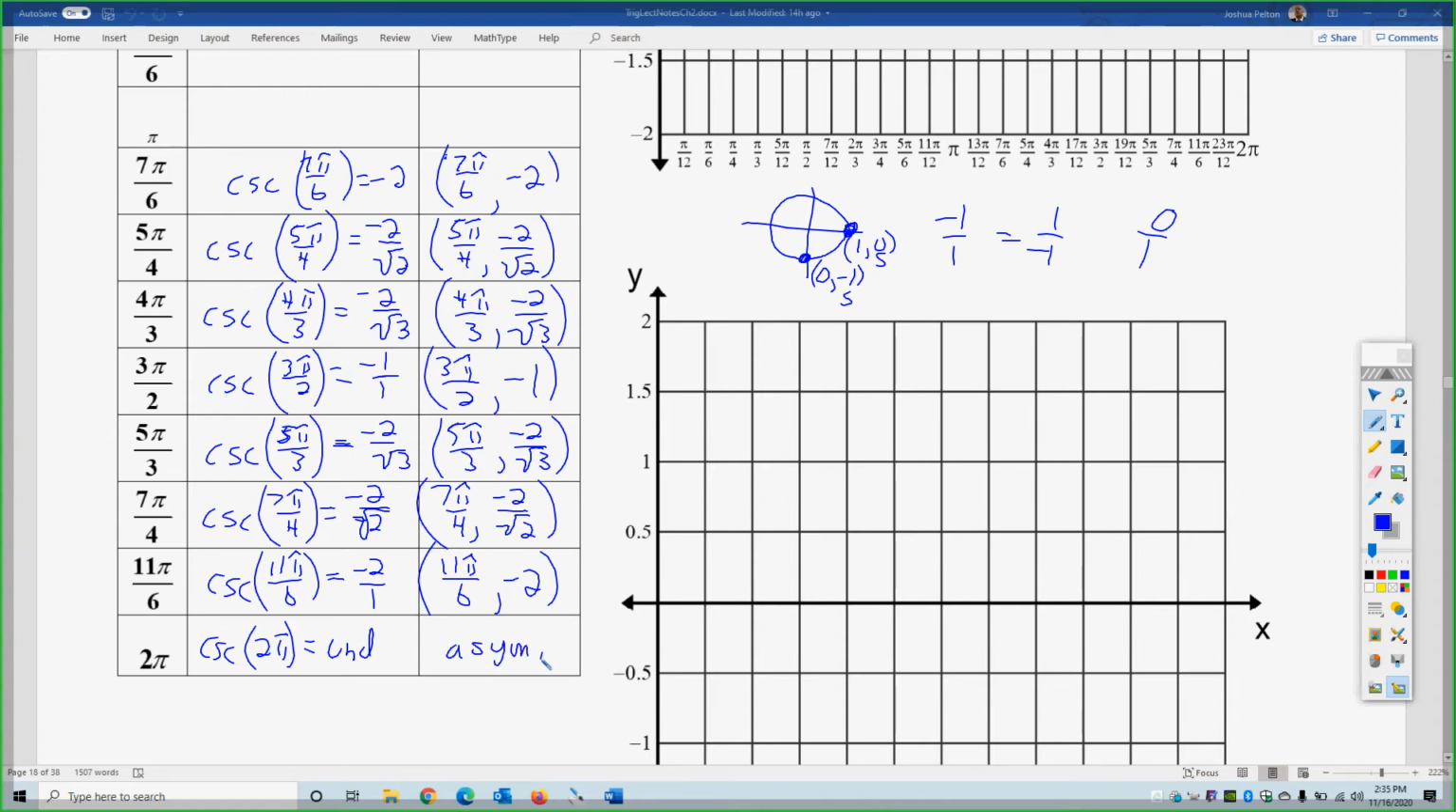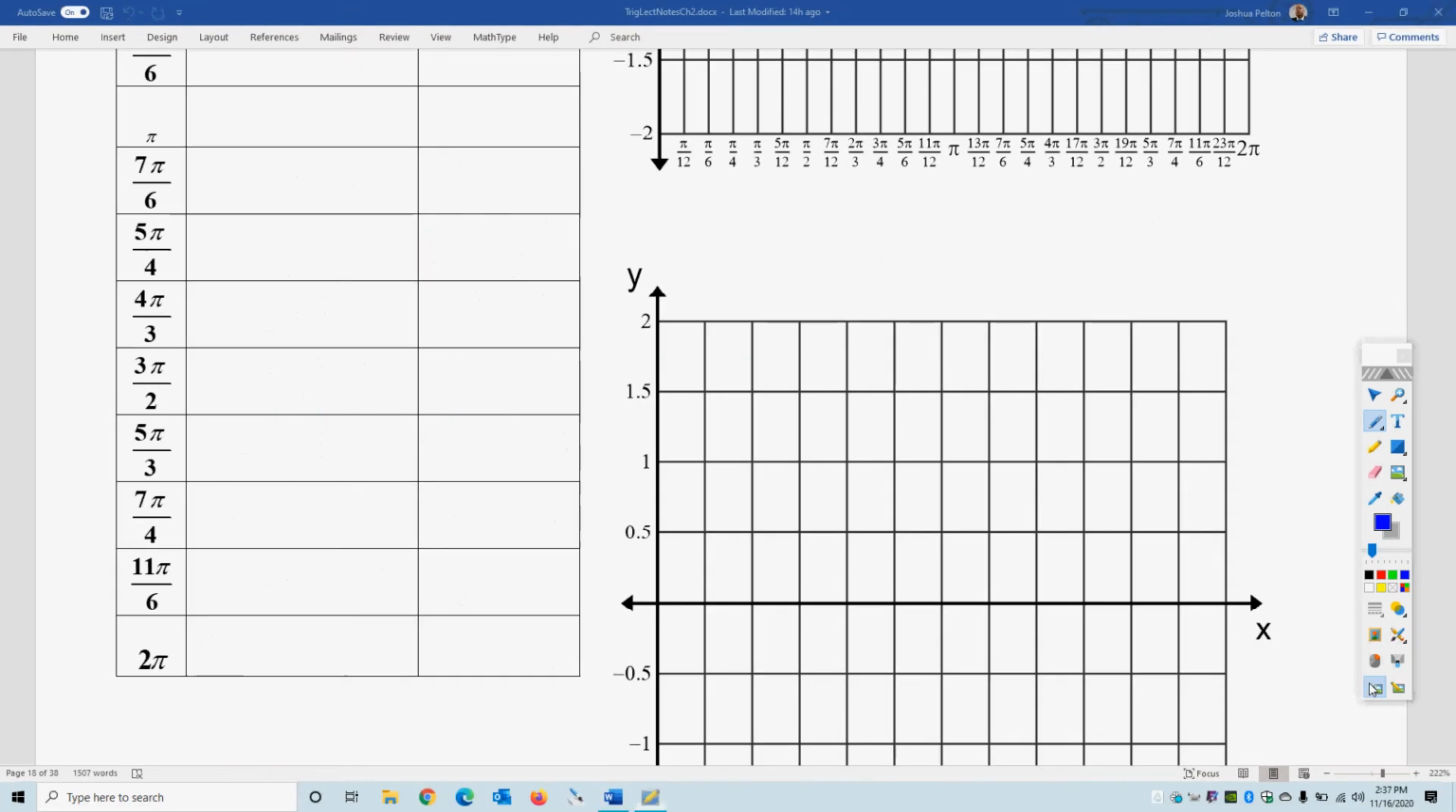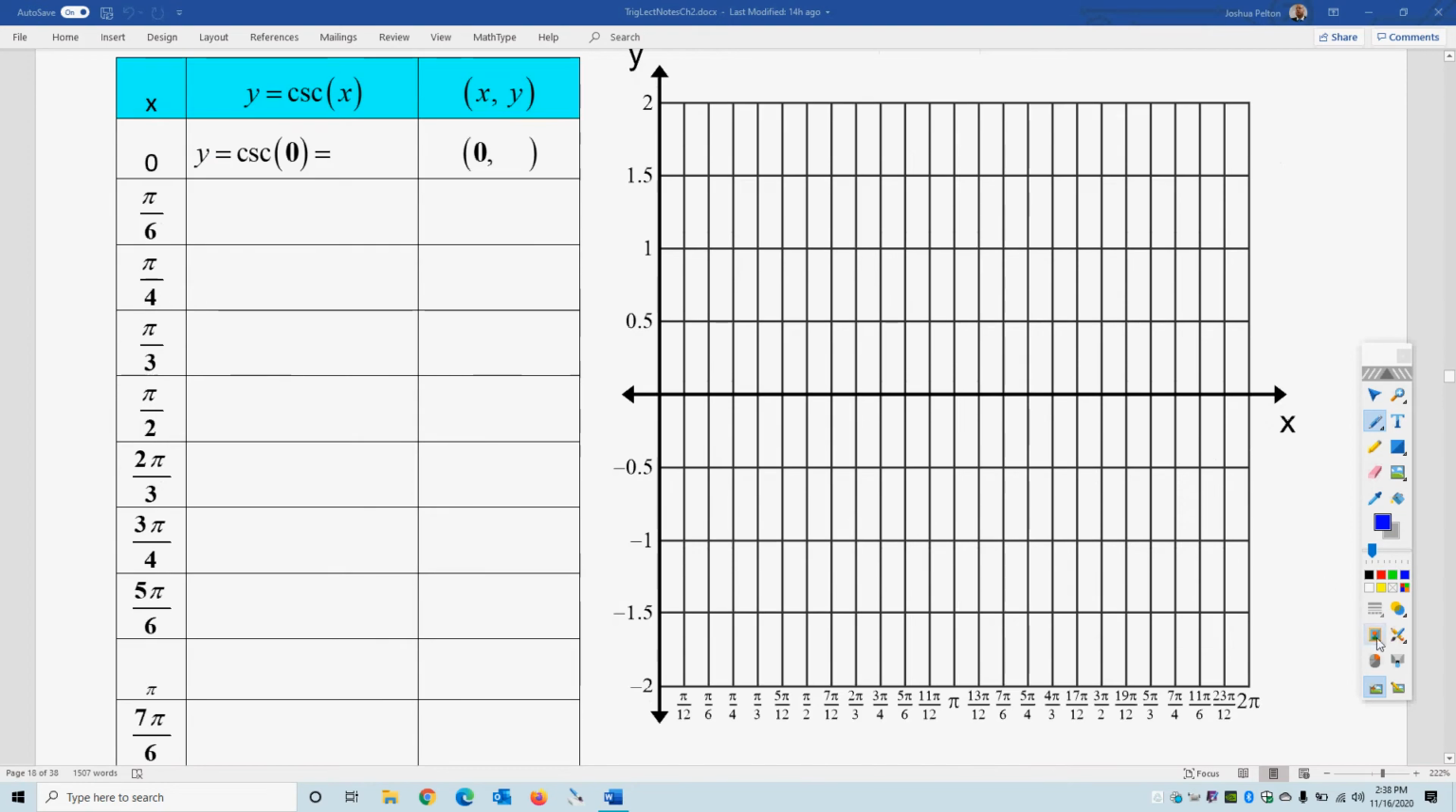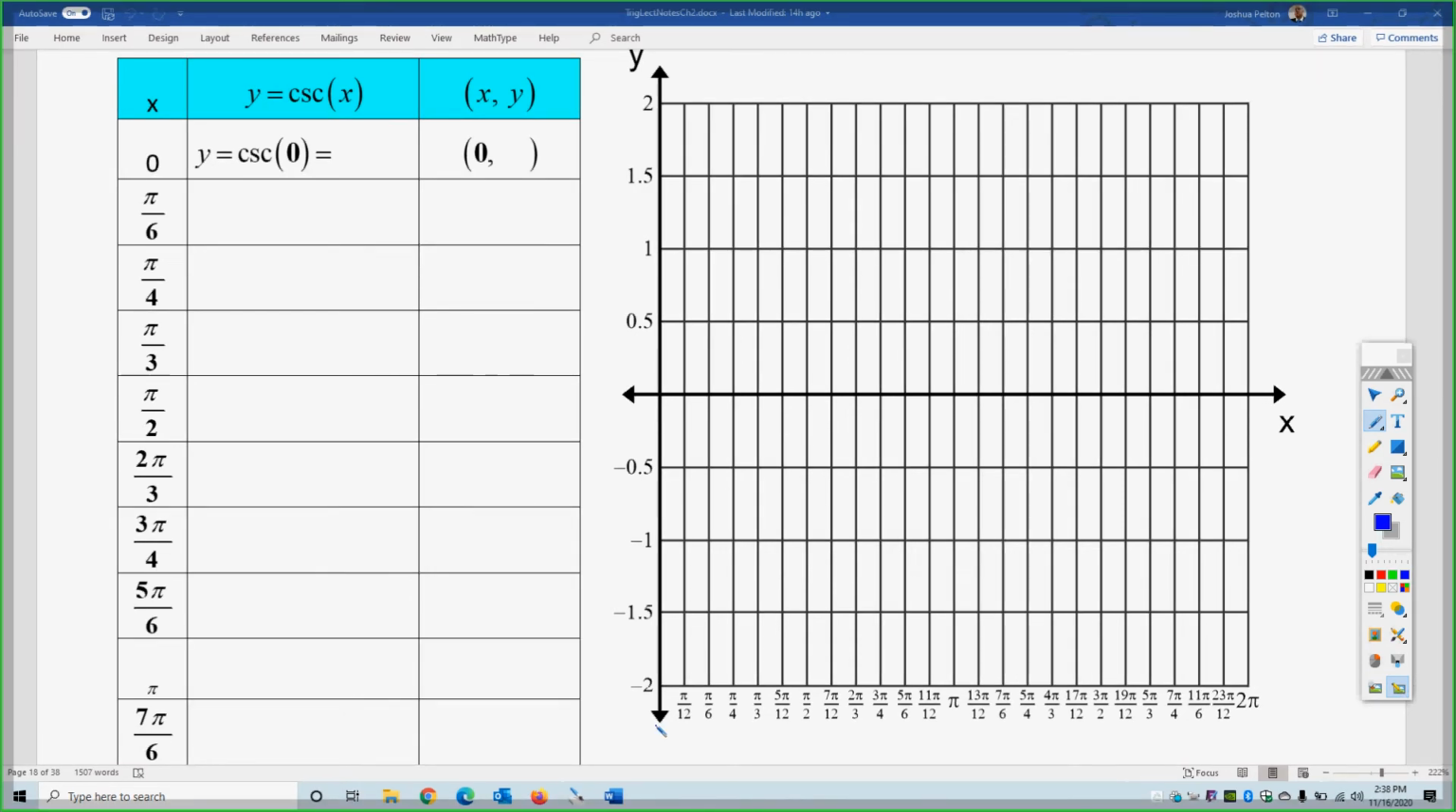Okay? Alright, now we can go back and make a graph. I've broken it up into twelfths. So using the values from our table, we found that at 0, oops, I need to turn the pen on. We have an asymptote at 0. We have an asymptote at pi. And we have an asymptote at 2 pi.